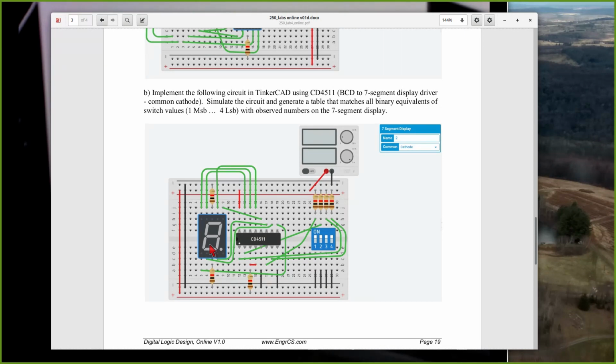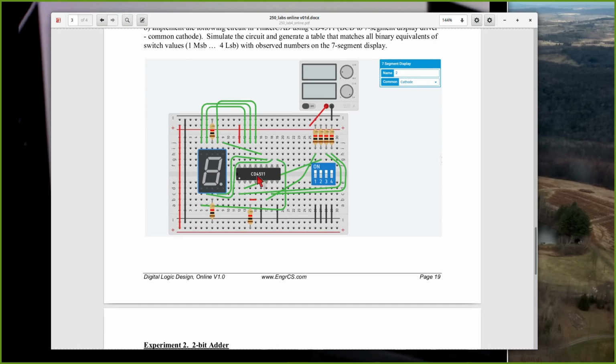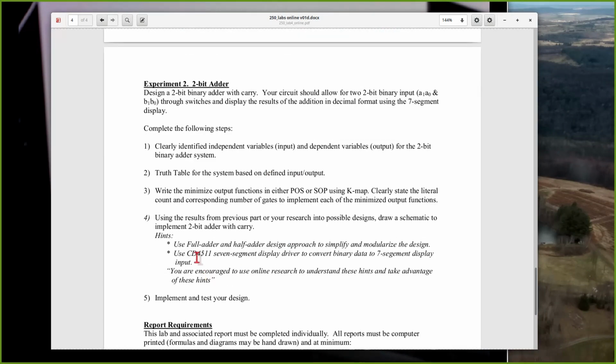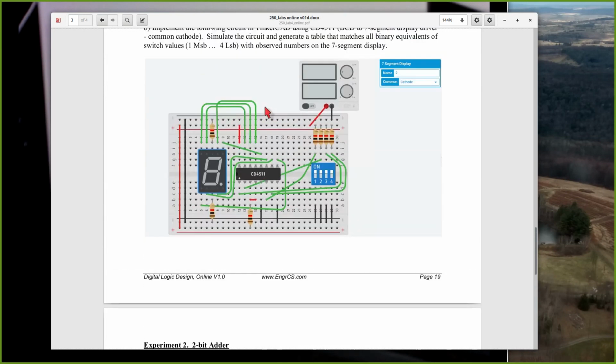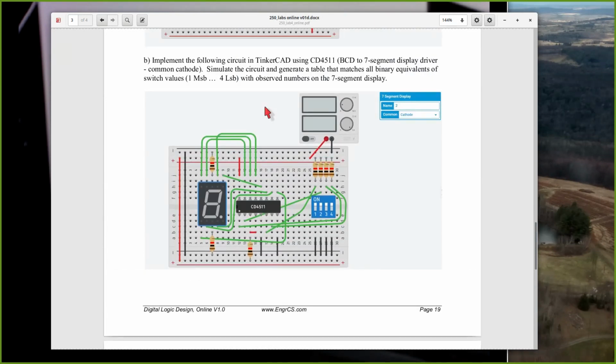That truth table is going to show you what you would need to do to build a circuit that generated these things that looked like digits in response to a 4-bit input. That's what this chip, this 4511, does. It has the circuitry inside that basically realizes that truth table. And so in experiment 2, you're not going to implement that truth table. You're going to use a 4511, hopefully. It's a suggestion, a hint, but that truth table shows you what you would have to do if that chip did not exist. That's what you would have to generate. The actual truth table will have 7 outputs because 7 segments.